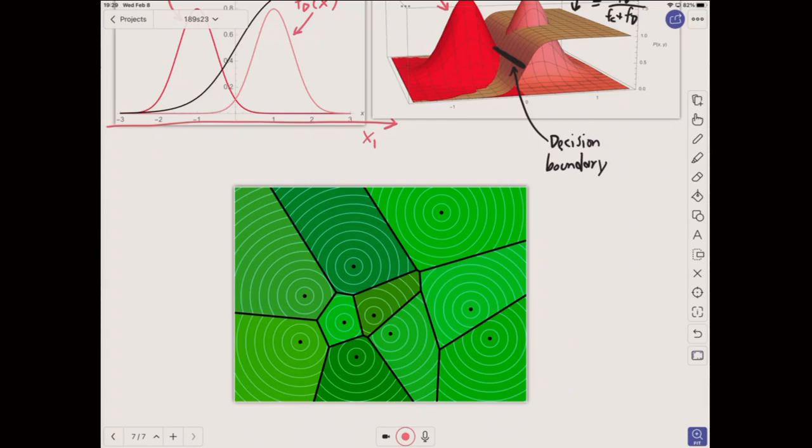So this is just a regular Voronoi diagram, and the reason why it came out this way is because if you look at the widths of the isocontours of any one class, they're exactly the same as the widths of the isocontours of any other class, and that's what gives you straight line boundaries instead of curvy boundaries.